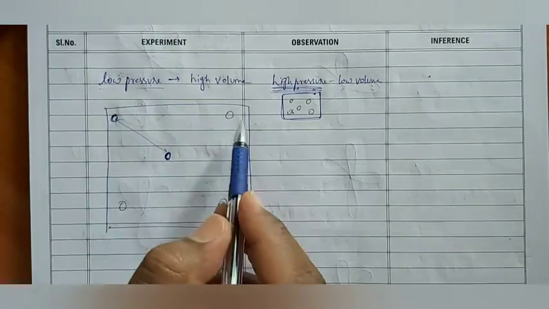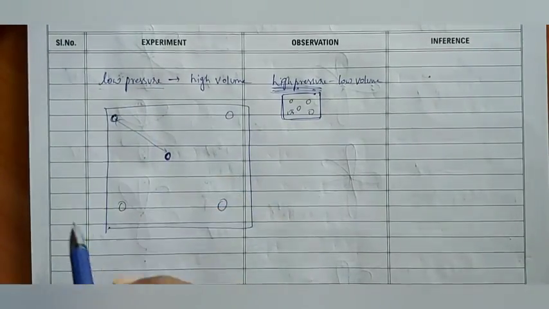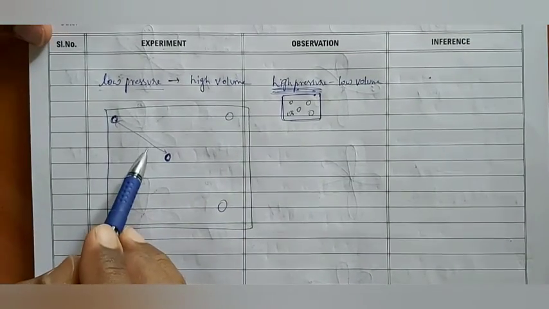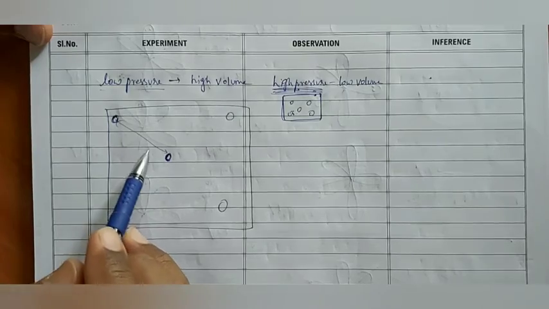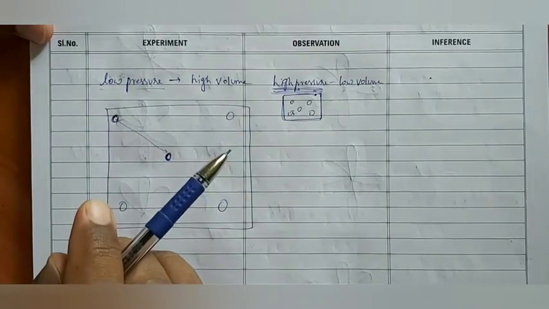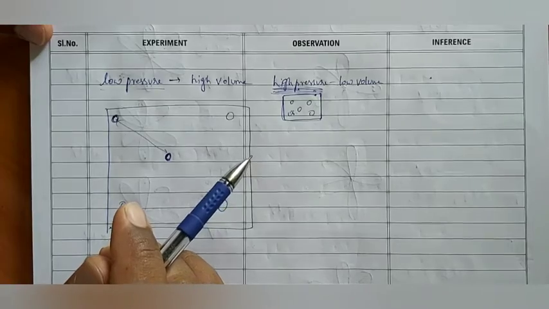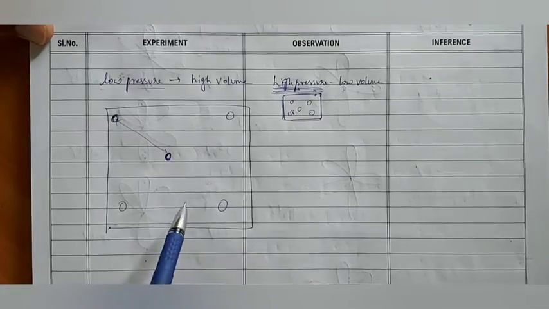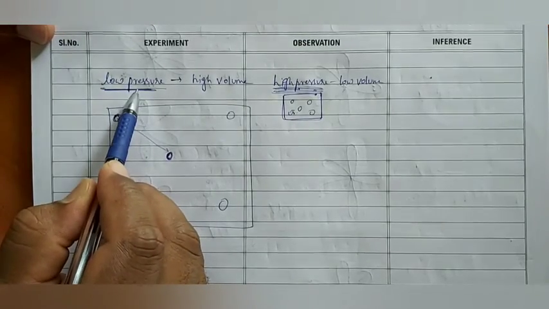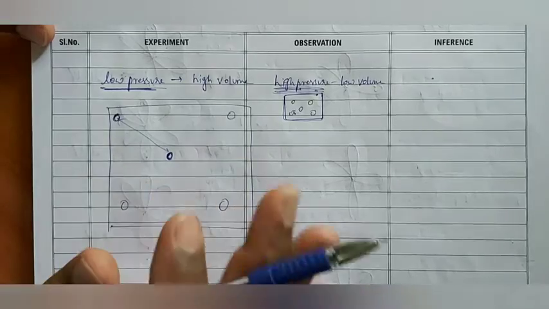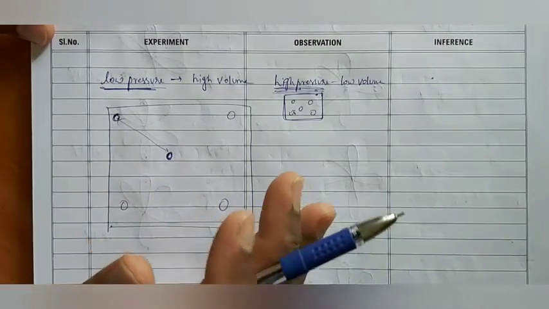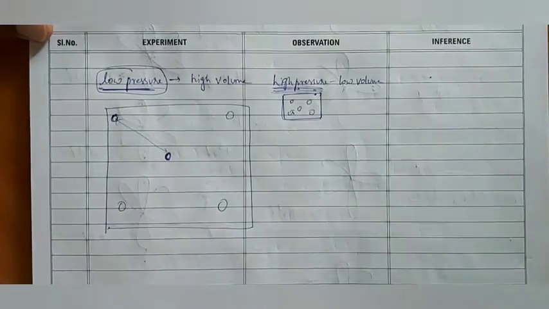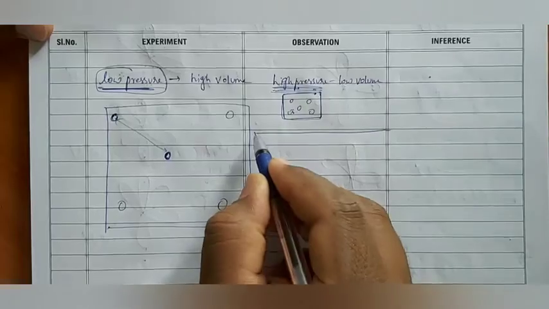But at low pressure, volume is very high. When volume is very high, the gas molecules are very far away from each other. When they are very far away from each other, the attractions between them will be very less, and almost we can neglect them. That's why in this condition, a real gas behaves like an ideal gas at low pressure. Is it clear? I hope you understood. So what is the condition of idealness? Low pressure, not high pressure. Next, what is the next condition? High temperature.